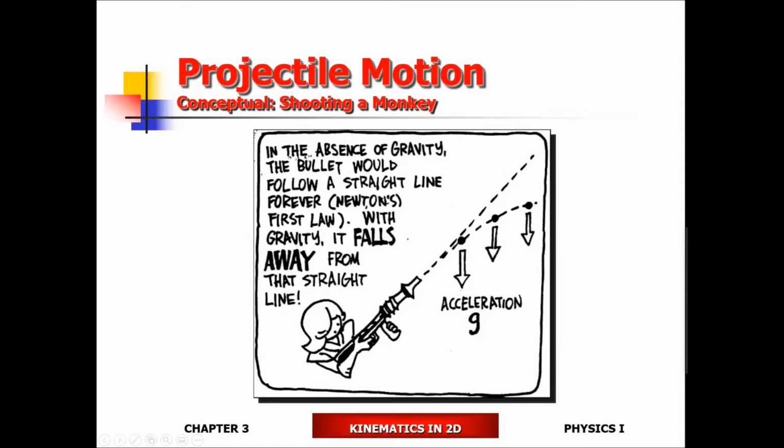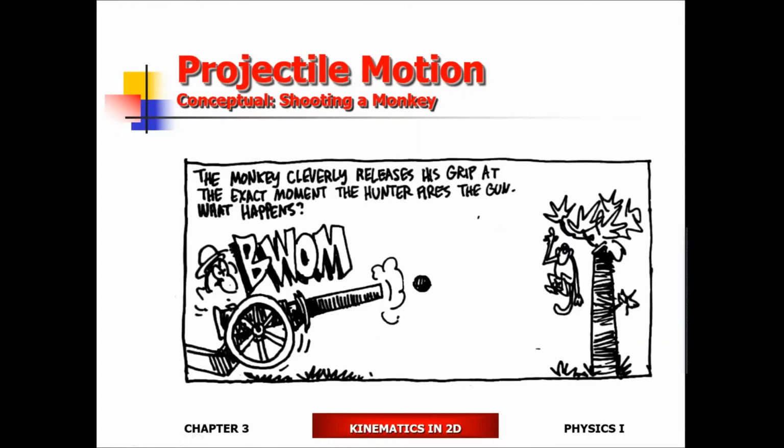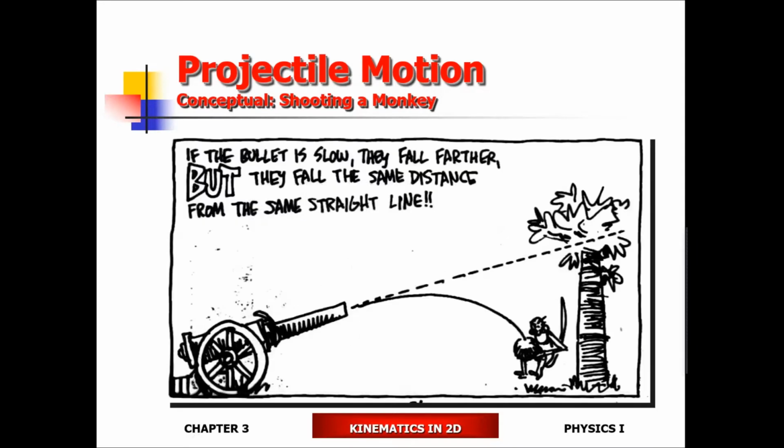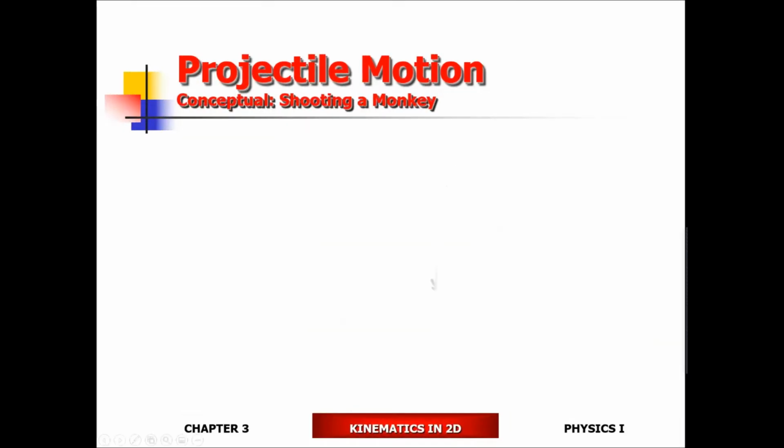All right, so provided that you have the proper range, and provided that you're aiming directly at the monkey, and also provided that the monkey releases his grip at the moment you pull the trigger, you should be able to hit the monkey at the same time. If the cannonball goes faster, you'll hit the monkey sooner. If it's not moving as fast, you will hit the monkey later, but either way, you will hit the monkey.